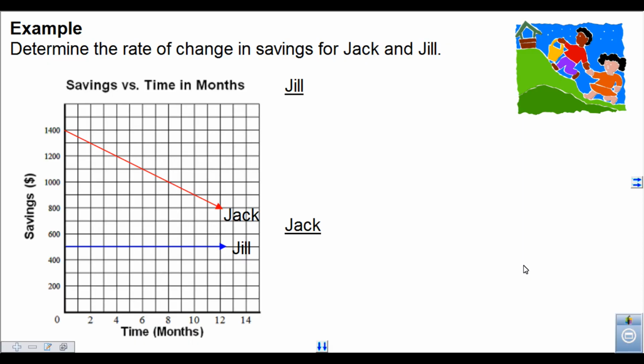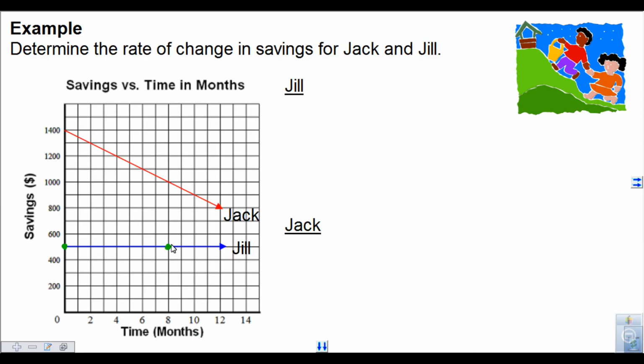All right, we're going to take a look at fictitious Jack and Jill, and apparently they save money. So what we're going to do is we're going to calculate the rate of change in savings for both Jack and Jill. Let's take a look at Jill first, okay? Ladies first. So we're going to pick any 2 points along the graph. So that's easy to pick the first point and then just pick any point that's easy to read. Well, let's just go right over here.